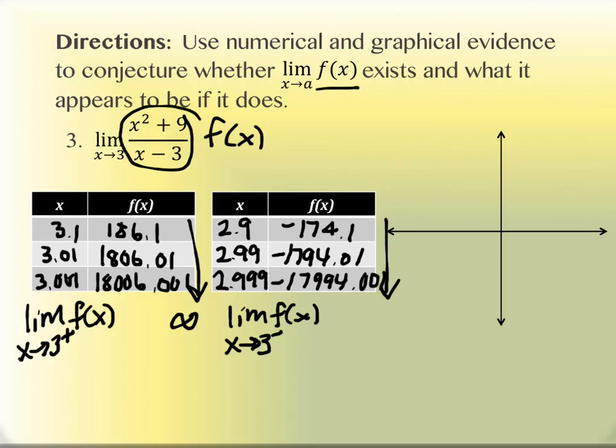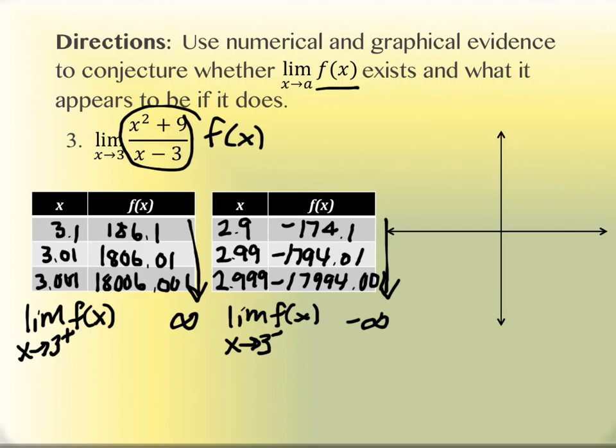It gets bigger, but negatively, right? I get negative numbers, but they still are getting increasingly larger. So if we look at this the same way that we did on the first table, what would this value be approaching? Negative infinity.